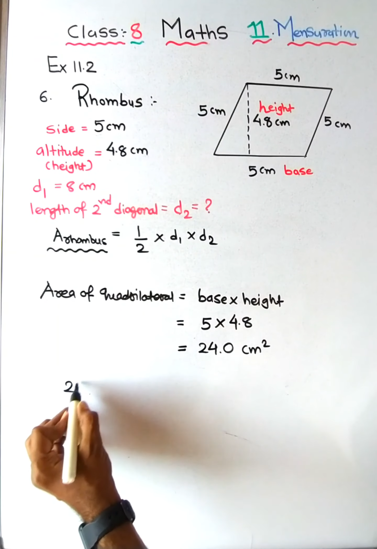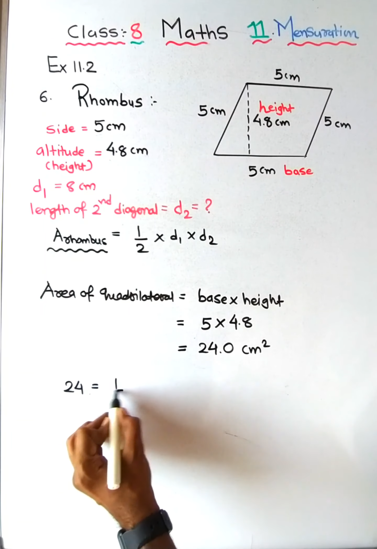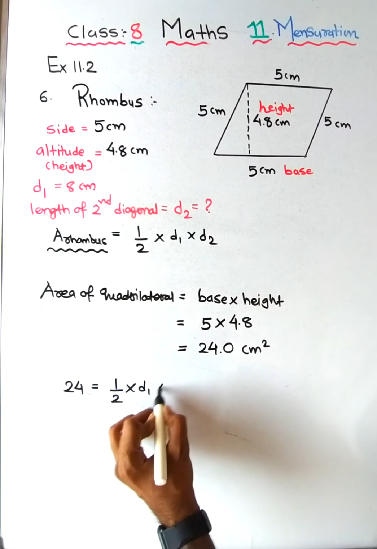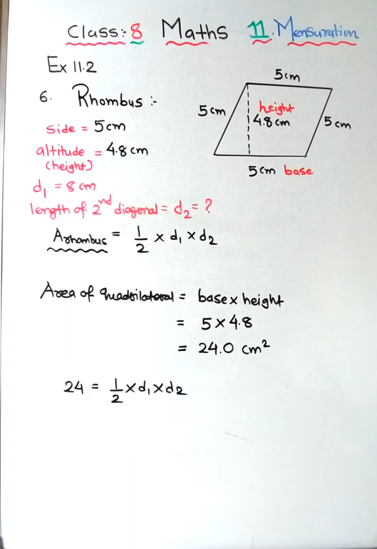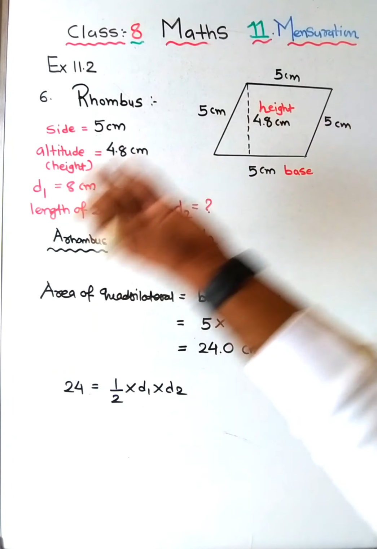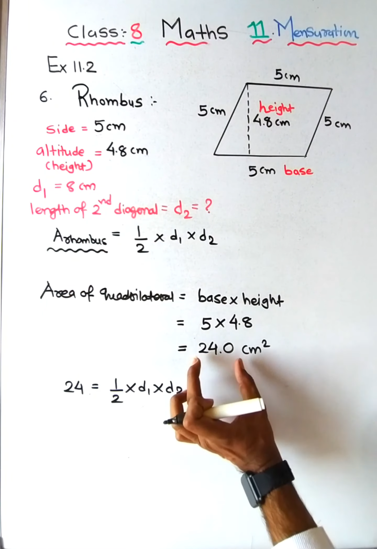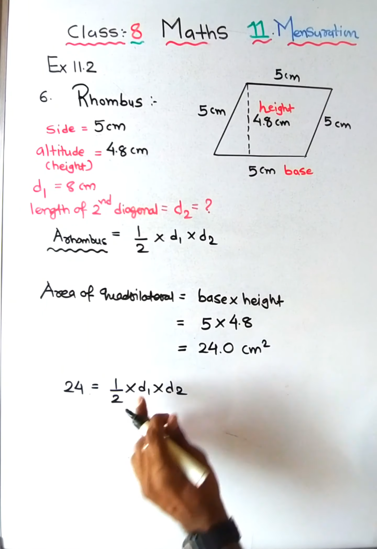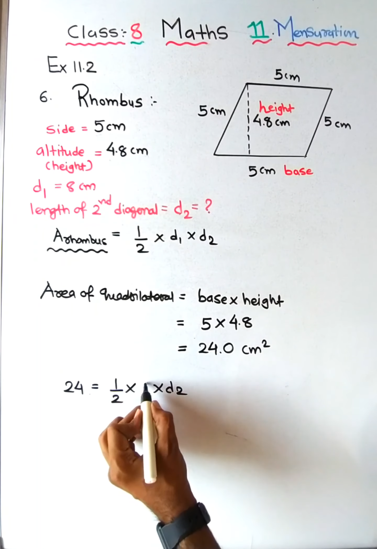The same area is area of rhombus, right? So we can use 24 equals half into d1 into d2. Clear? Because the area of the quadrilateral that we have found is nothing but the area of the rhombus only. So we will use this value of area over here, putting the value of d1, that is 8.